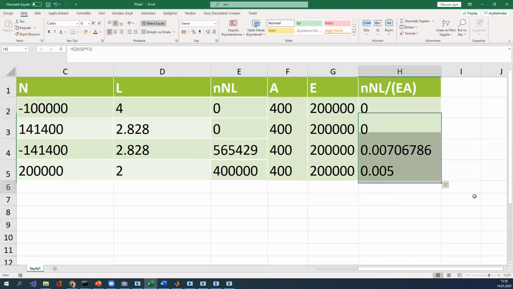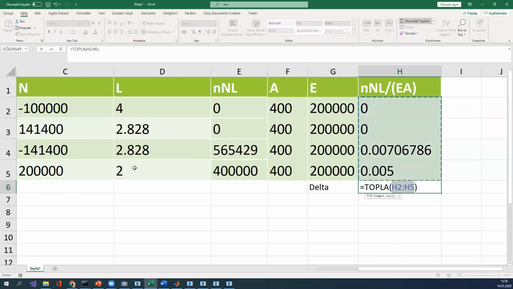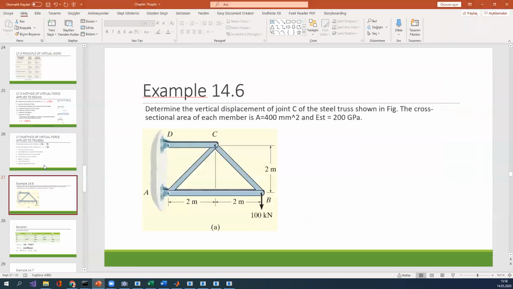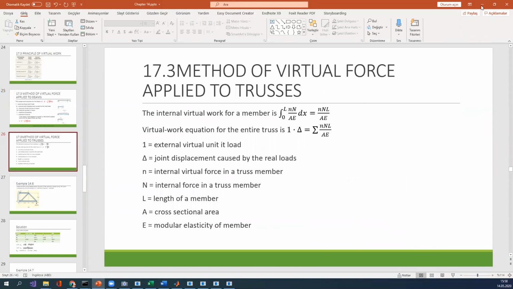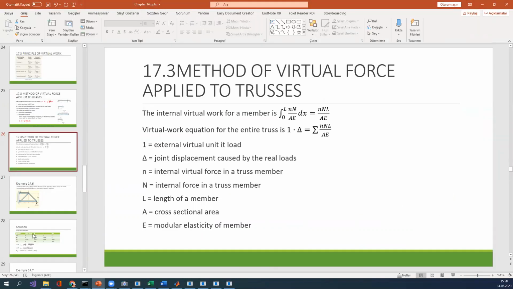Then this sum is equal to delta, the sum of this, and we obtain 0.012. Let me check our formulation first. Delta is equal to the summation of this, so the displacement delta is 0.012 millimeter. Let me control our system.